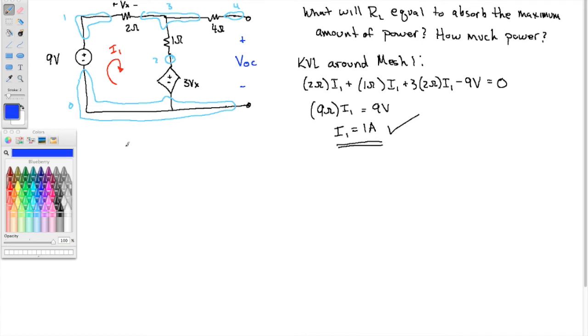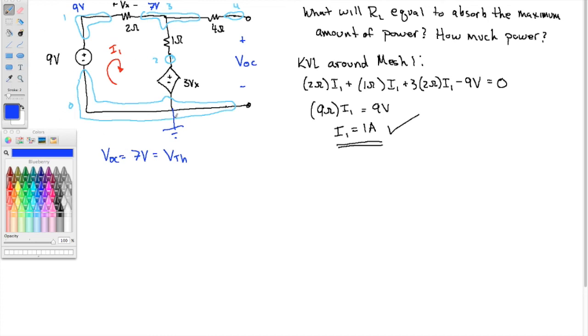If we call the bottom node ground, then node 1 is at 9 volts. And if there's 1 amp circling around, then 1 amp through a 2-ohm resistor makes a 2-volt drop from left to right. So if this was at 9, this is at 7 volts. All right, and so the voltage from node 3 to node 0 is 7. And there's no drop across the 4-ohm resistor because there's no current, because there's no return path. So the drop 3 to 0 is the same as the drop 4 to 0. So that's 7 volts. So here we find that VOC is equal to 7 volts, and that's the Thevenin voltage.